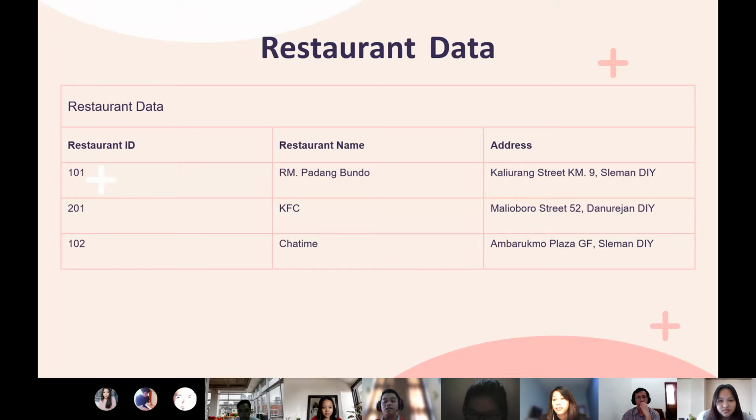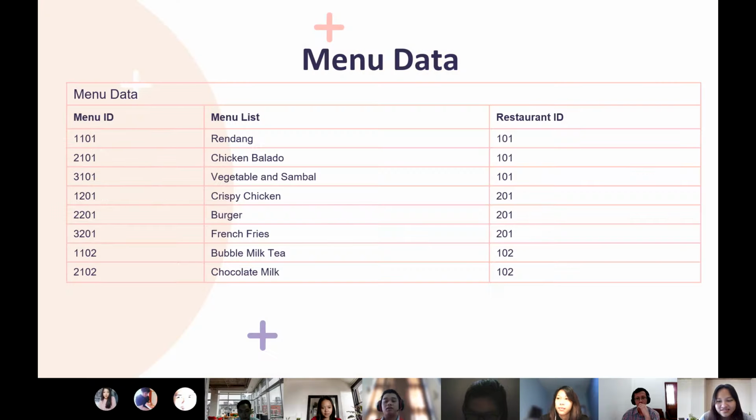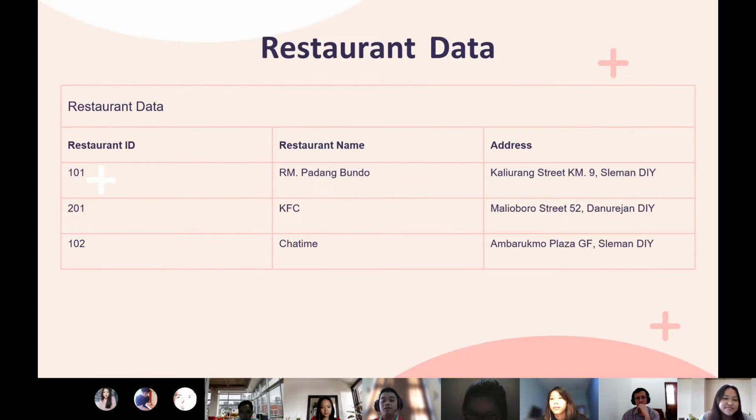The second one is the menu database. For the menu database, there are two data: the restaurant list and the menu list. The first one is the restaurant list. It has information about the restaurant ID, restaurant name, and the address of the restaurant.